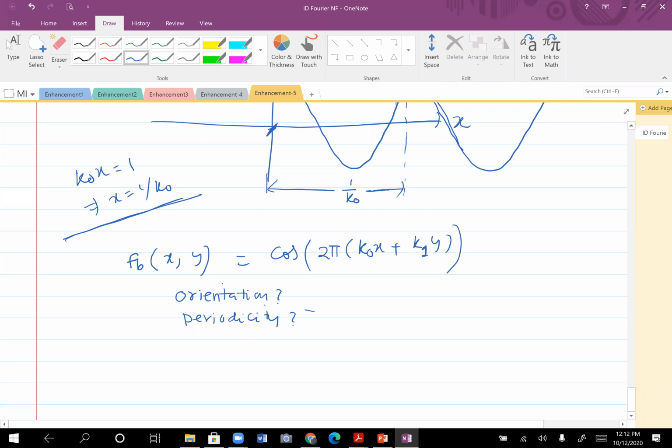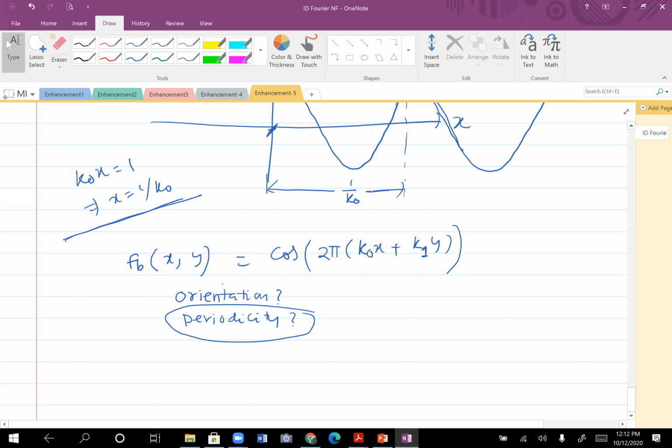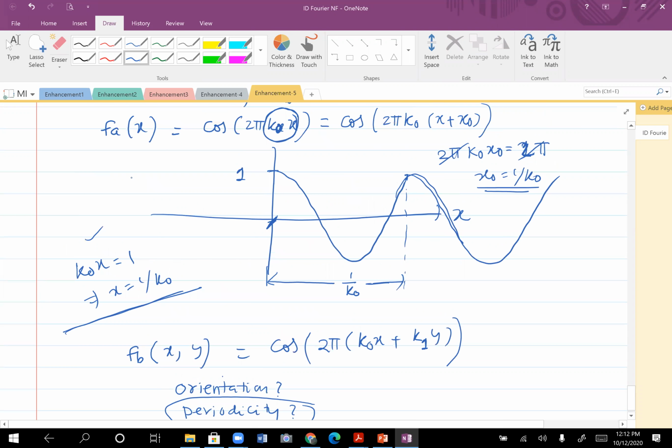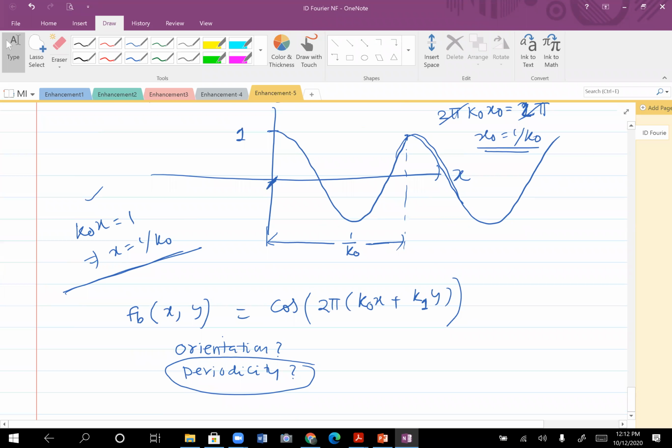So let's start with the periodicity part. How do you know what is the periodicity of it? Just similar to what we do here. What we inferred so far is it is periodic in a certain orientation, neither in x nor in y, but in a particular direction. So how do you know the periodicity of it?